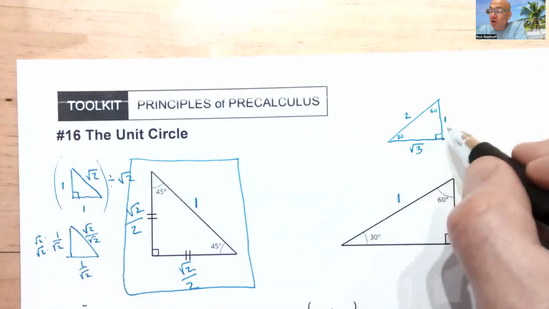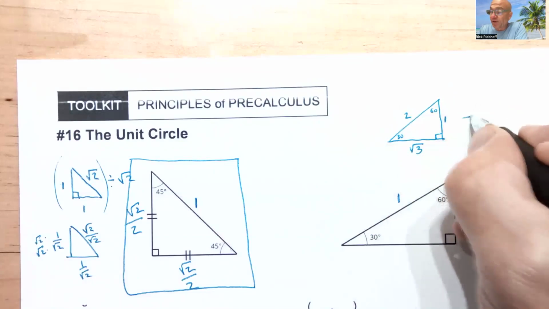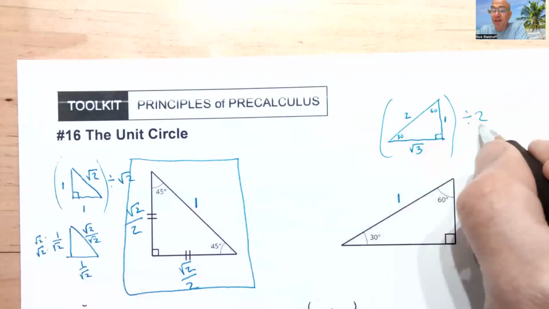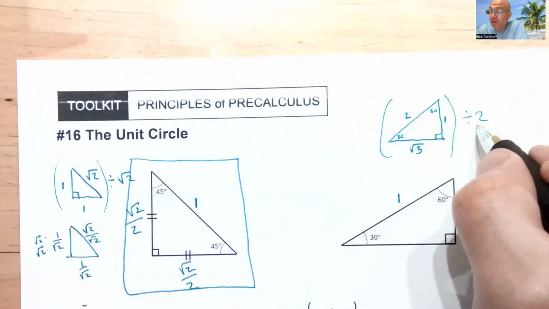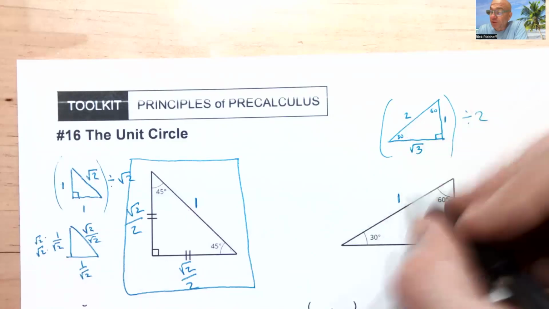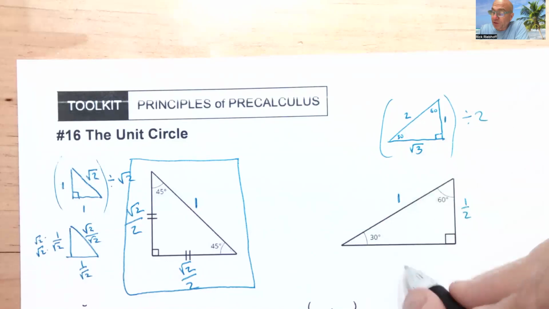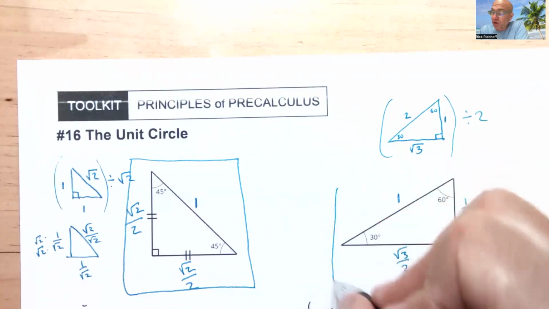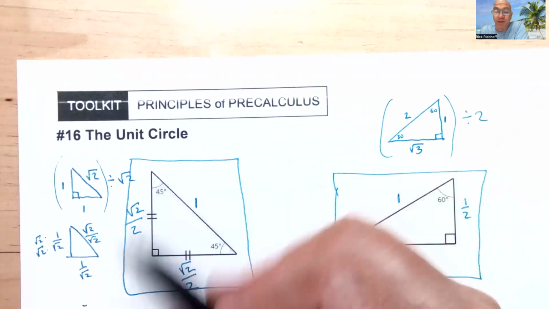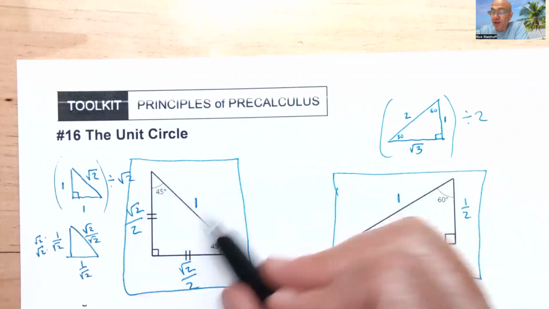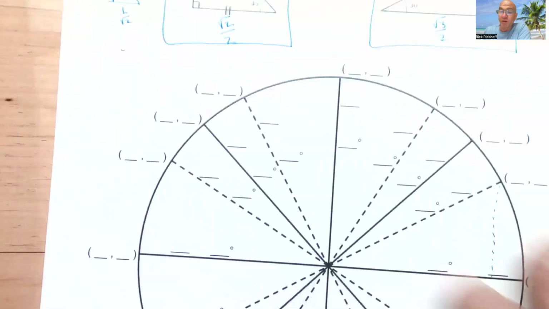So how would I go from this to this? How do I go from 2 to 1 with scaling? I'm going to divide by 2. So I'm going to scale it down by a factor of 1/2. I'm going to multiply by 1/2. That's another way to do it. So 2 divided by 2 is 1. 1 divided by 2 is 1/2. And then root 3 divided by 2 is root 3 over 2. So these are our 30, 60, 90 special triangle and our 45, 45, 90 special triangle converted so that their hypotenuse was equal to 1 so they could fit our unit circle down here.